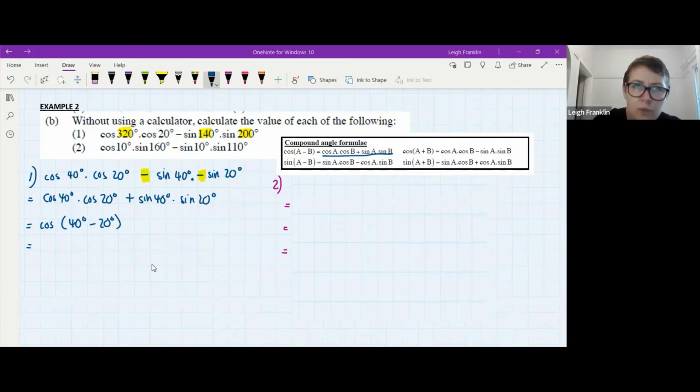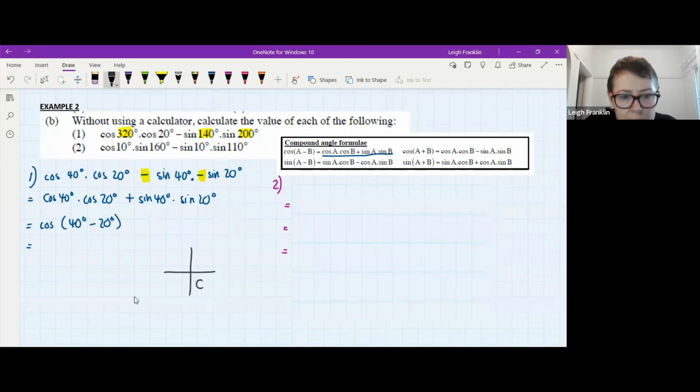And then sine 200, that would be quadrant 3. That would be 180 plus 20. So that's why it would be negative sine 20. Ma'am, is there any chance we can draw the CAST diagram quickly? Yes, 100%. Not a problem. Okay, so let me just see where I can stick it.